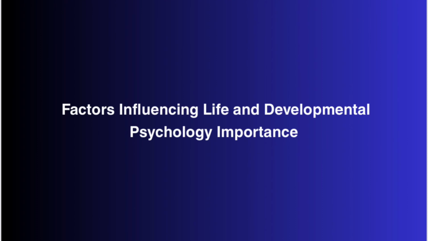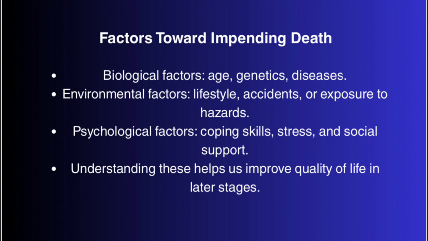Factors influencing life and developmental psychology importance. Number one, influential factors toward impending death. Development continues until the end of life, and understanding factors influencing death is crucial. Number one, biological factors. We have age, genetics, diseases, and health conditions. Number two, we have environmental factors: lifestyle choices, exposure to hazards or accidents. Number three, we have psychological factors: coping mechanisms, stress levels, and emotional resilience. By studying these factors, psychologists can help improve quality of life, design preventive interventions, and support healthy aging.